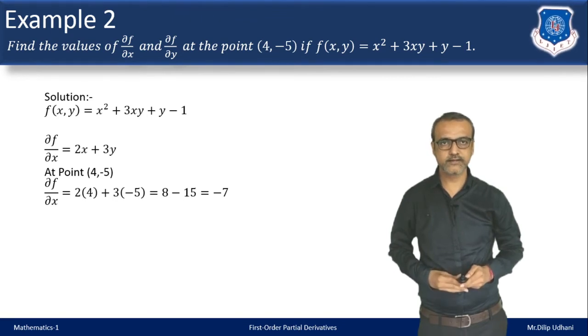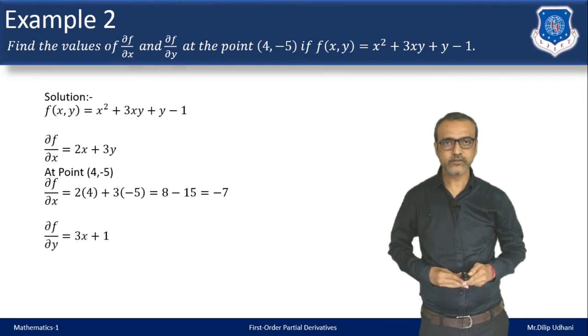2 into 4 result is 8. Then 3 into -5 result is -15. So 8 minus 15 is -7. So del f by del x at point (4, -5), the answer is -7. Now similarly we will find del f by del y.